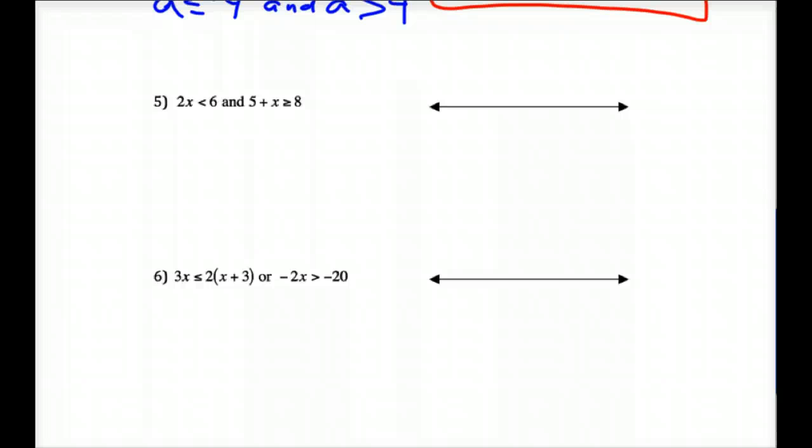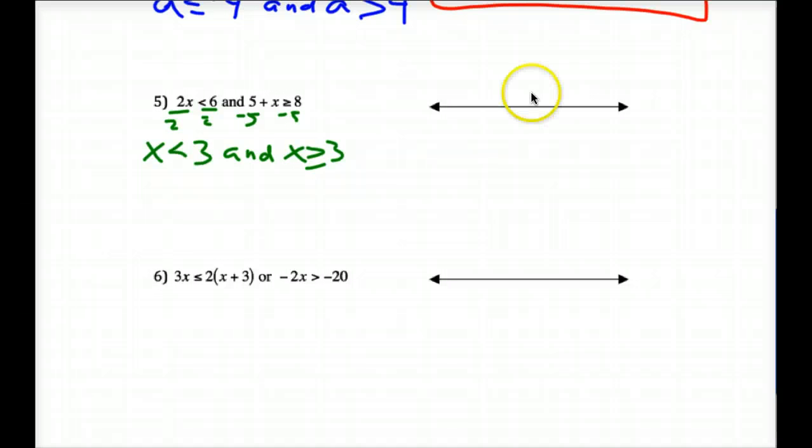X is less than 3 and X is greater than or equal to 3. Oh geez. Is this one less than 3 and greater than or equal to 3? Nah, so no. Well, let's see. It can't be all real numbers. It's the line again, that goes all the way across.